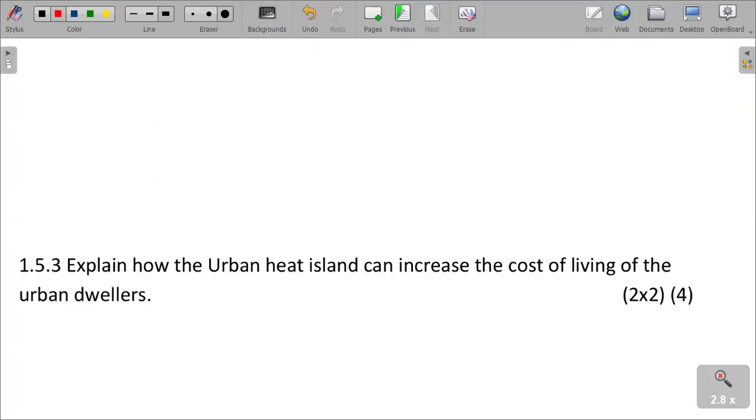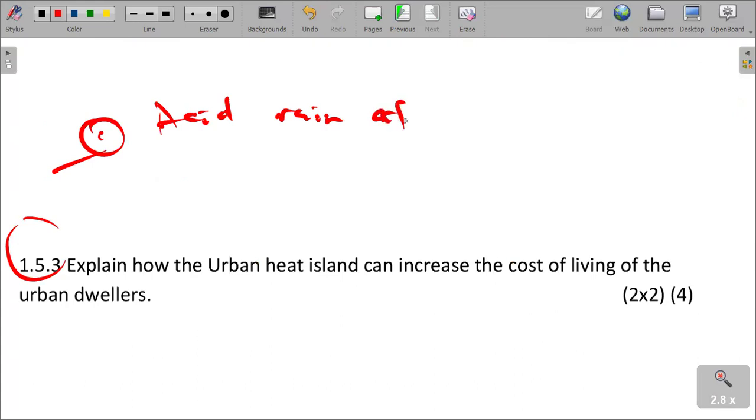And then explain how the urban heat island can increase the cost of living of urban dwellers. We say that this can result in acid rain, which results in peeling of paint. One, acid rain can be formed. Acid rain affects infrastructure.